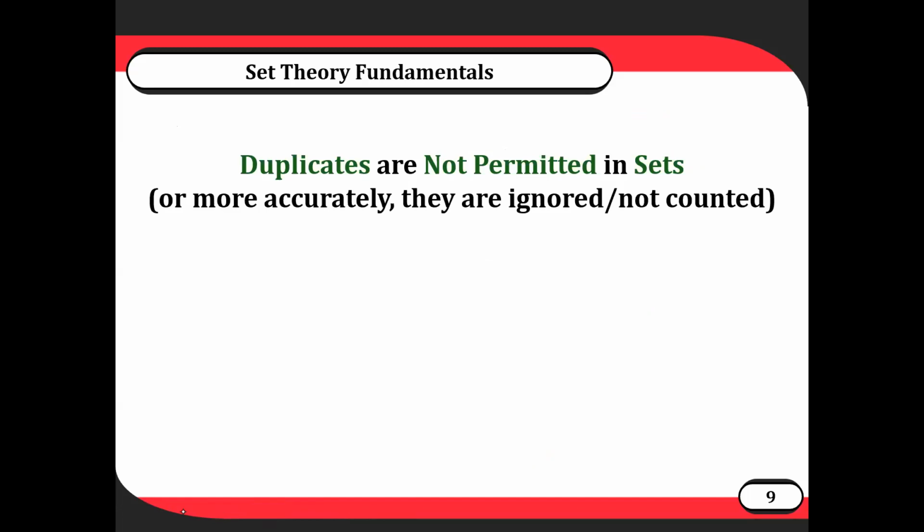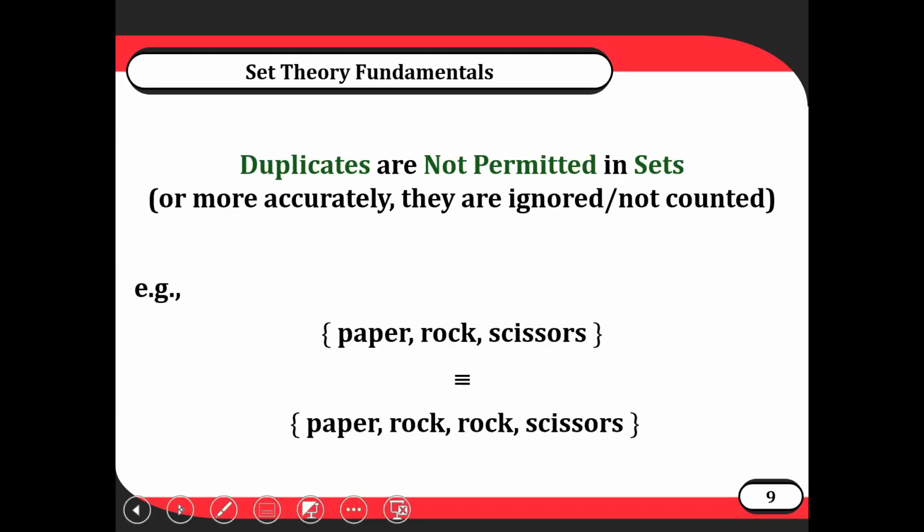So a couple interesting things about sets. Duplicates are not permitted, or more accurately, they are ignored and not counted. And you'll see this in programming too. If you implement a set, generally speaking, they don't permit duplicates. So paper, rock, scissors, these two sets are equal because the rock item would only be counted once.